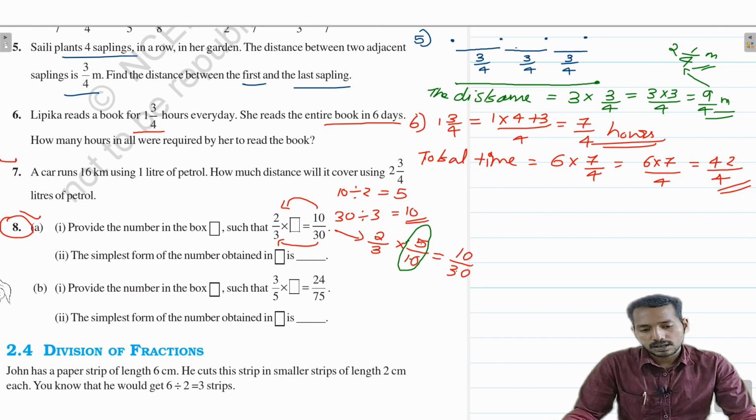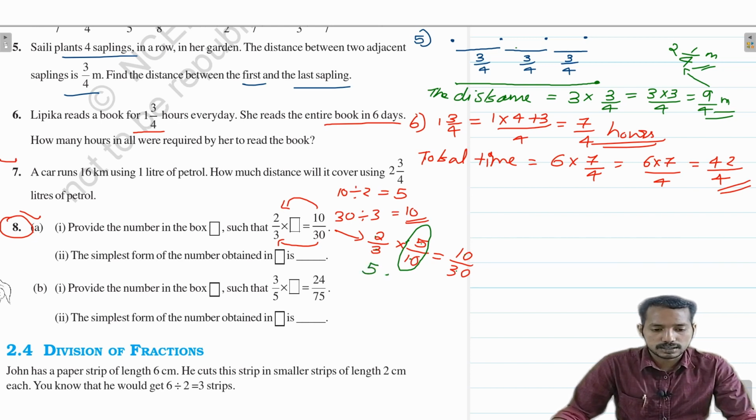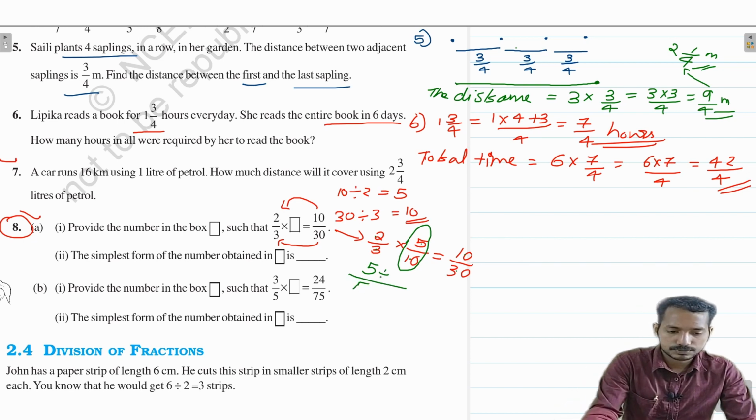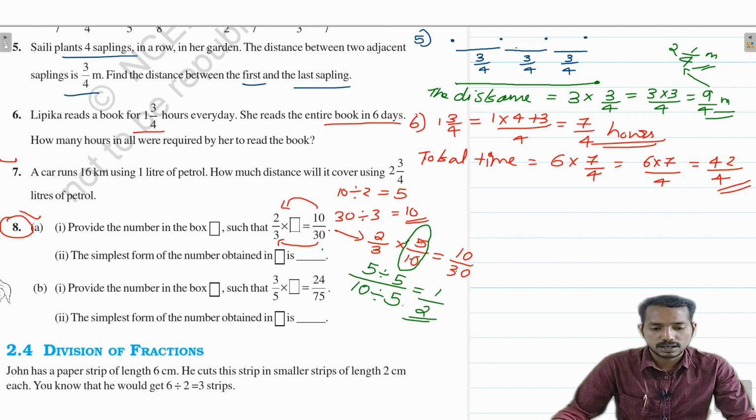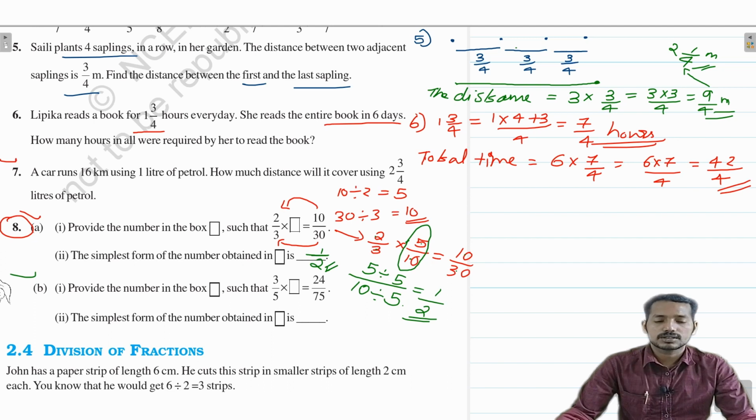That's all. Now, the simplest form of the number obtained, for that, what do you need to do? Just divide both the numerator and denominator by the HCF of numerator and the denominator. So 5 by 10 divided by, what is HCF of 5 and 10? That is 5. So 5 by 5 is equal to 1, 10 by 5 is equal to 2. So the simplest form will be 1 by 2. Clear? Okay. So the option B you can try yourself. This is all about these questions.